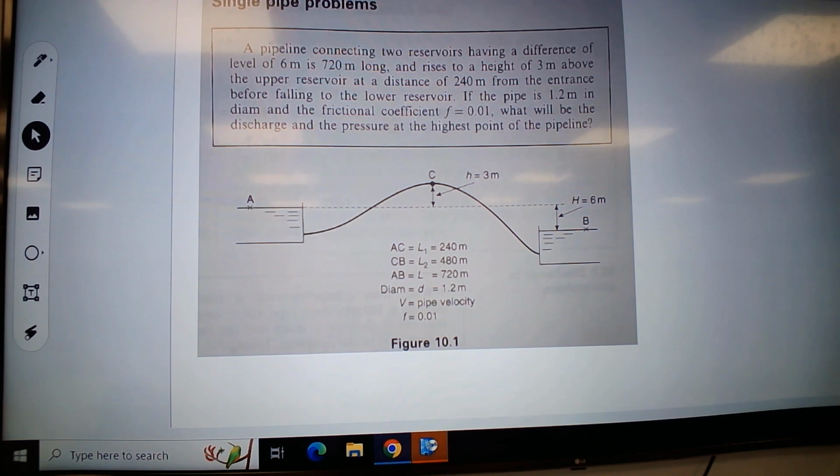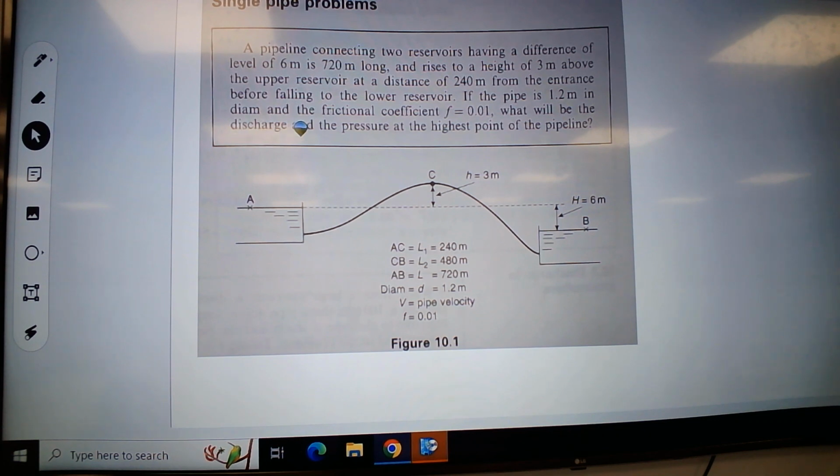At a distance of 240 from the entrance before falling to the lower reservoir. So A to C, that distance is 240, and the total length is 720, so I can find the remaining distance as well. If the pipe is 1.2 meter in diameter, the same pipe throughout, so the diameter is the same, and the frictional coefficient f is given as 0.01, what will be the discharge?